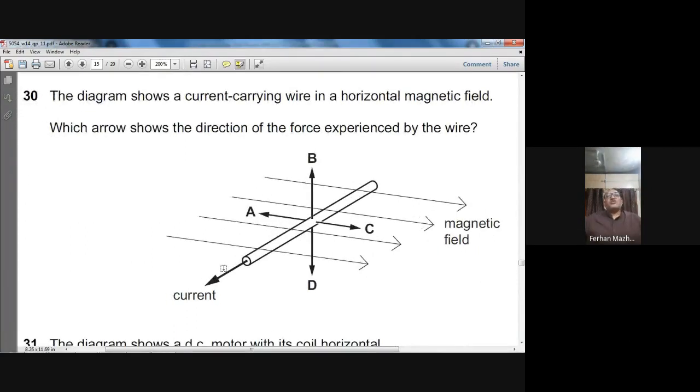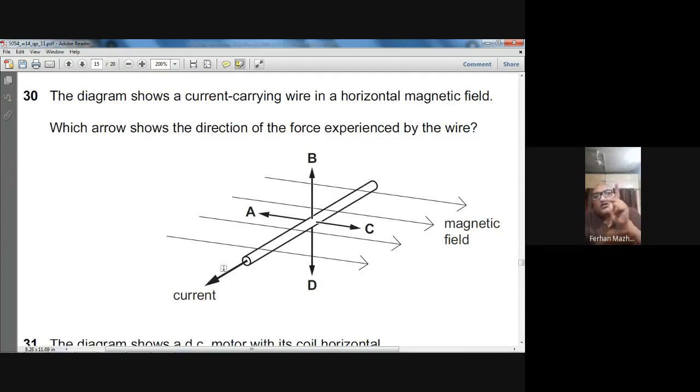The diagram shows a current carrying wire in a horizontal magnetic field. Which row shows the direction of the force experienced by the wire? You can use Fleming's left hand rule. This is my left hand. FMC: the force, the magnetic field, and the current. This thumb is force, this index finger is magnetic field, and this middle finger will be the current. You stretch them in such a way that they are perpendicular to each other.